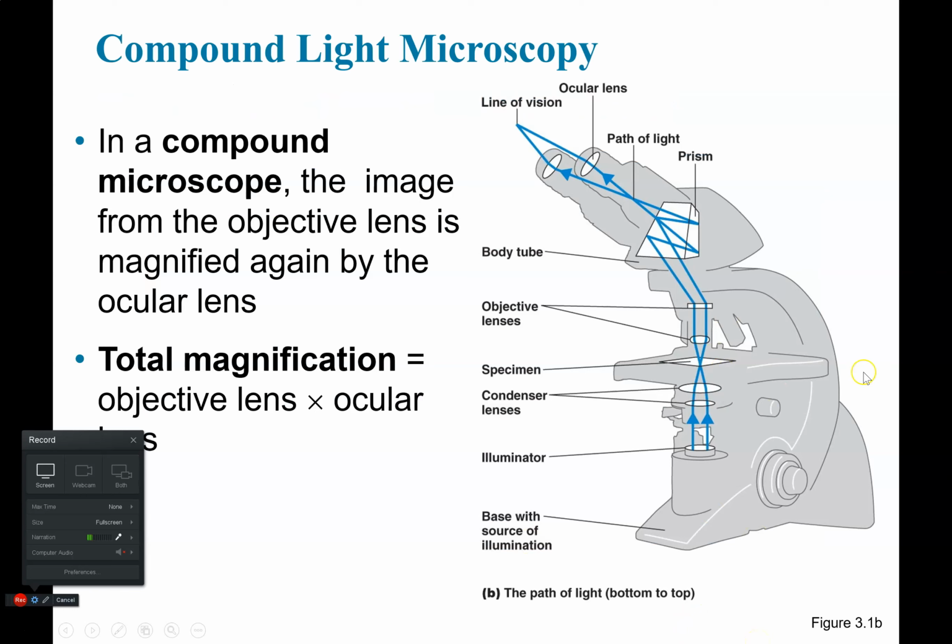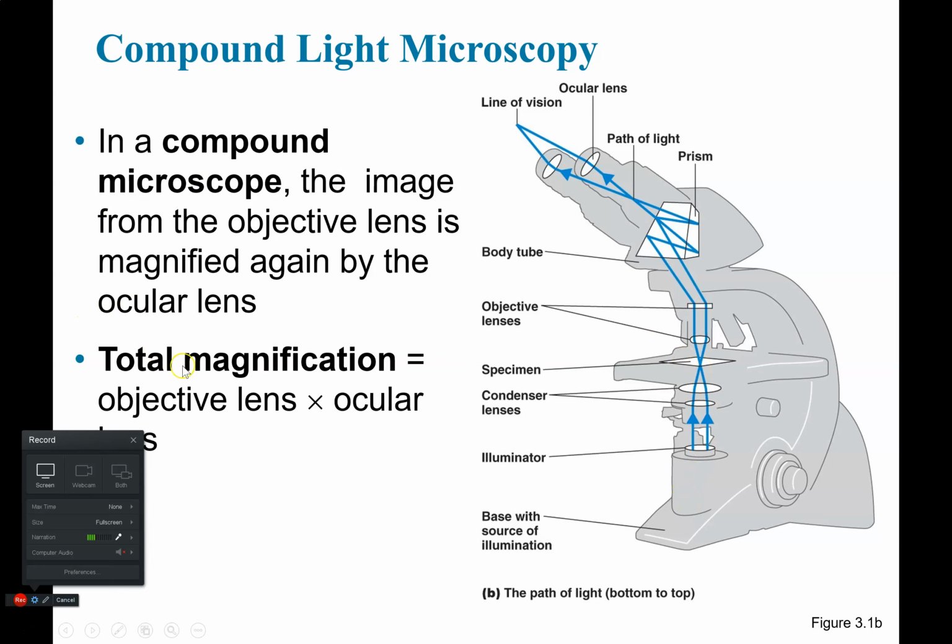Okay, so that was a very nice summary and showed you an important concept that this diagram also shows you, which is the path of light through a compound light microscope.